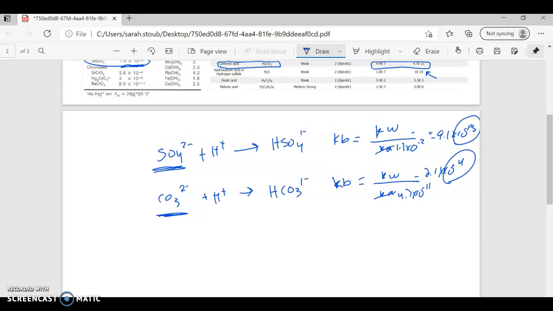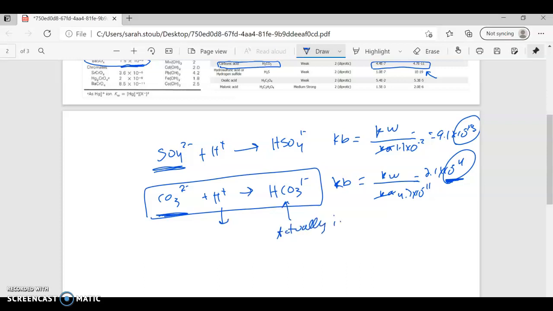So when I look at those two numbers, 10 to the negative 13 is really, really small, which tells me that it's really not going to want to do this reaction. It might do it a little bit, but very unlikely. When I look at the 10 to the negative 4 number, this is much more likely to actually happen, which means this carbonate taking on a hydrogen is much more likely to happen. So it'll actually form this HCO3. So this is what's actually more often in the bucket.